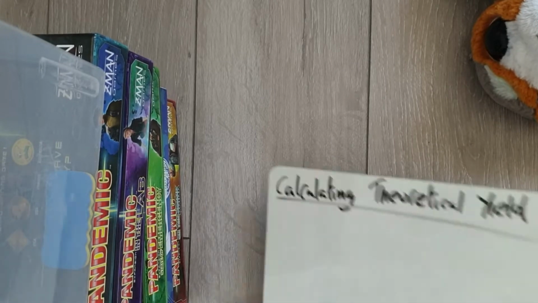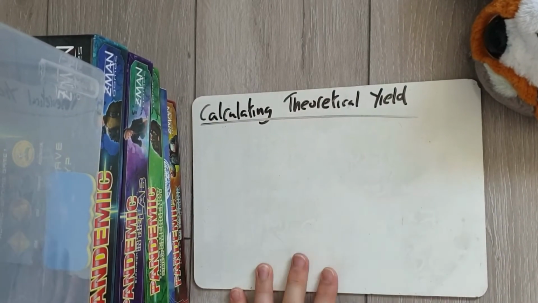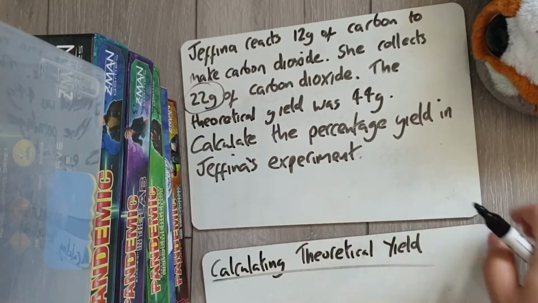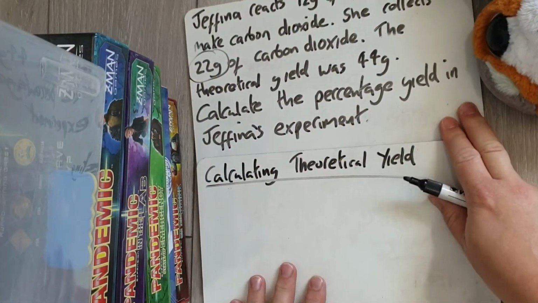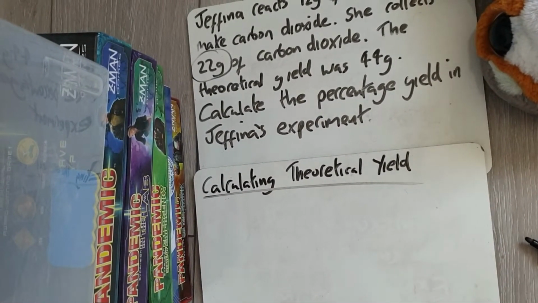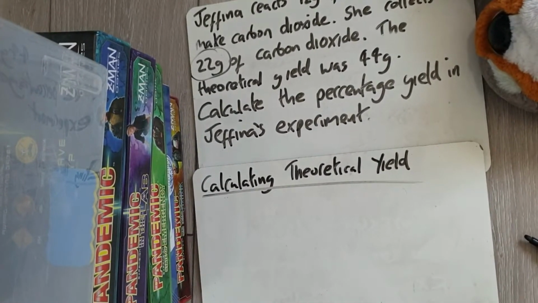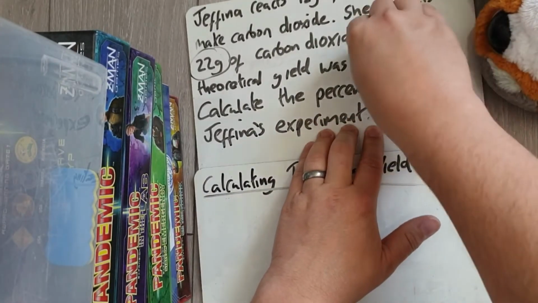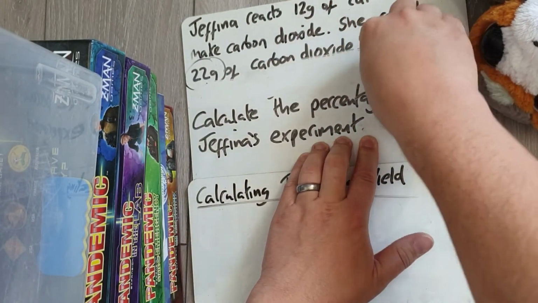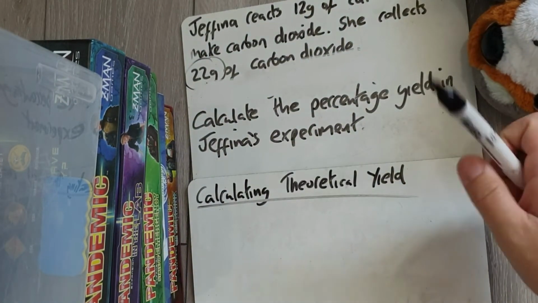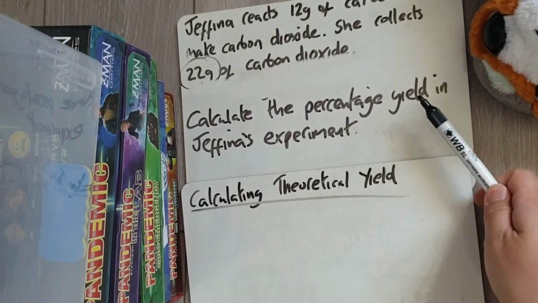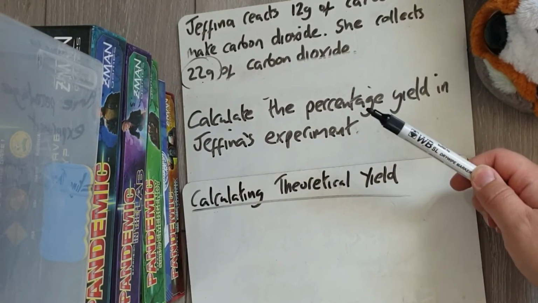So if you need to calculate the theoretical yield, we'll go back to our Jeffina question. I know we've already done this, you know it's 50%, but for argument's sake, let's change the question and take that out. You already know the theoretical yield is going to be 44 grams because I told you, and then I've rubbed it out. But let's say they ask you to calculate the percentage yield and they haven't given you the theoretical yield.